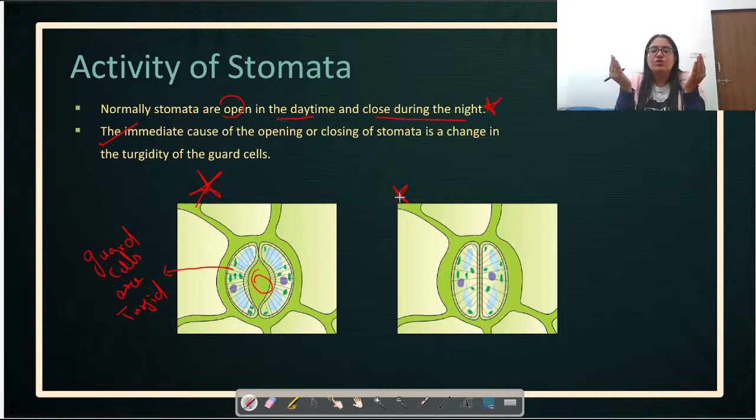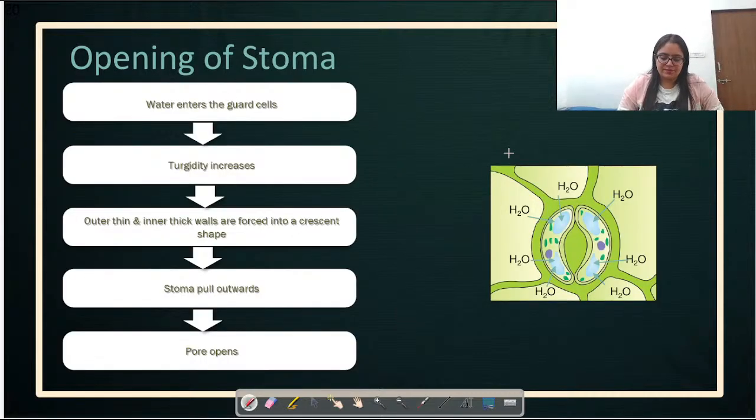As a result, due to the loss of water, due to the loss of turgidity in the guard cells, they will close the stomatal aperture. As a result, transpiration or gaseous exchange won't take place. So this is how stomatal opening and closing take place. Right, my kids? Next, what we need to discuss over here is what?